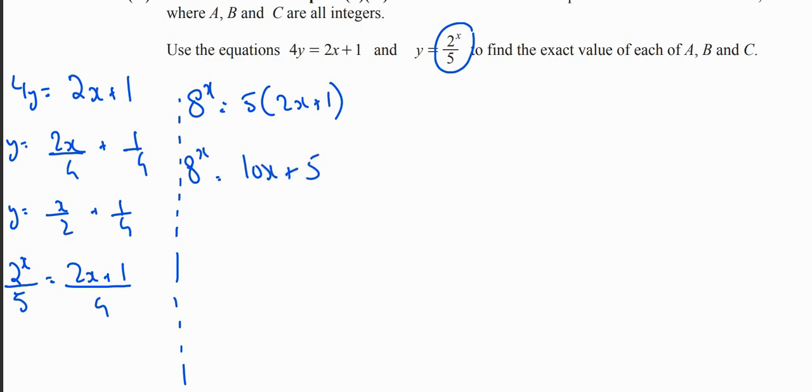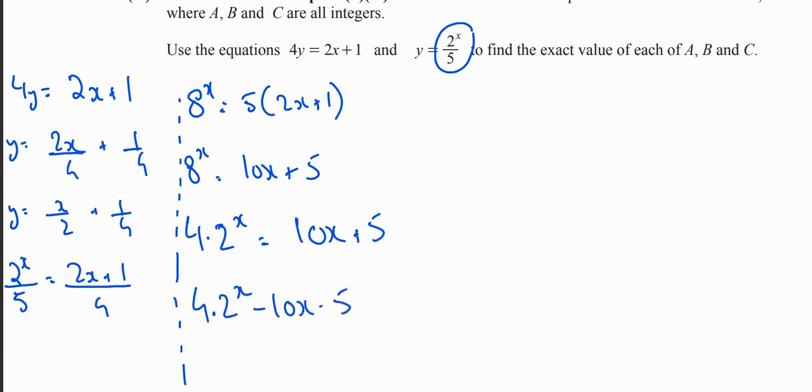So instead of writing 8 raised to power x, I can also write it as 4 multiplied by 2 raised to power x is equal to 10x plus 5. Now I'll show you the reason why I did it like that. 4 dot 2 raised to power x minus 10x minus 5 is equal to 0.